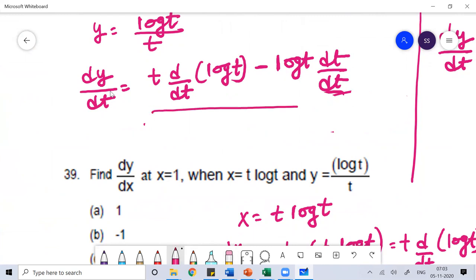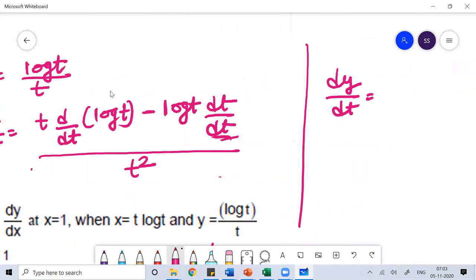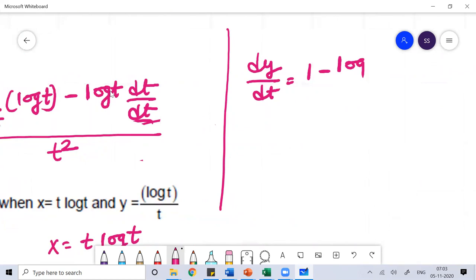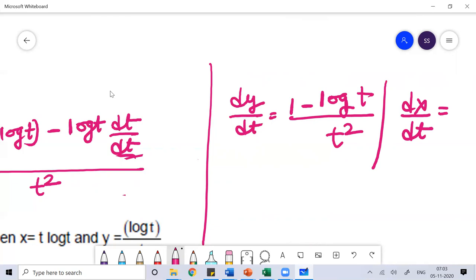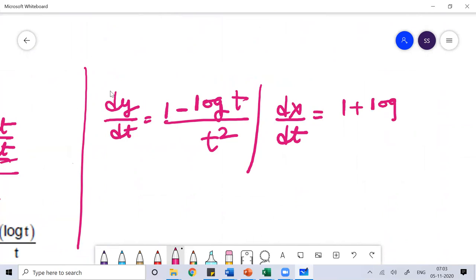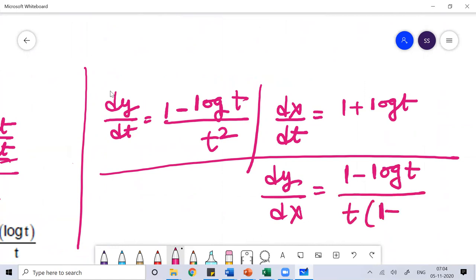Divided by t square. So the differentiation dy by dt would be 1 minus log t by t square, and dx by dt is 1 plus log t. So what is dy by dx? So dy by dx is 1 minus log t by t into 1 plus log t. This is dy by dx.